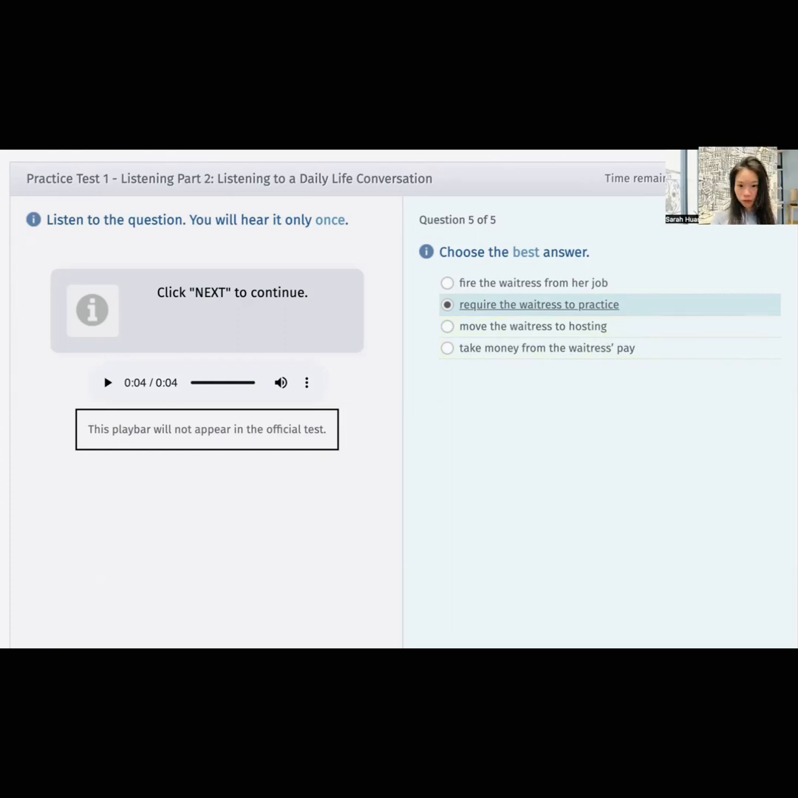All right, how did it go? For your information, there's no time bank on the CELPIP test. So you cannot go back to the previous question just because you answered the question faster. So take your time.